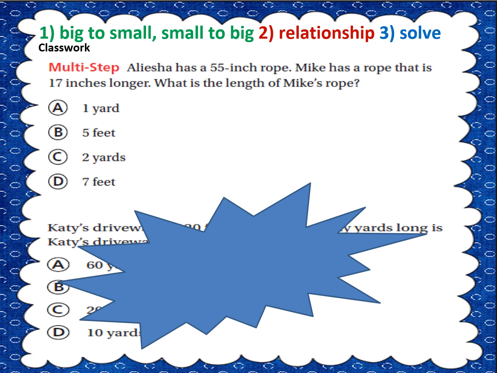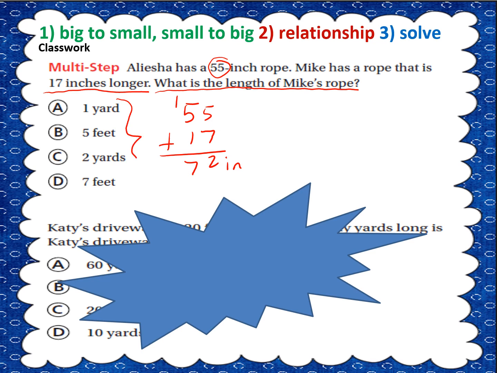So let's look at a multi-step problem for a second. Alicia has a 55-inch rope. Mike has a rope that is 17 inches longer. What is the length of Mike's rope? Well, if I talk about inches, I would take Mike's plus what I know is 17 inches longer than this. If I add them, that's 72 inches. I've got to find out which one of these is equal to 72 inches.